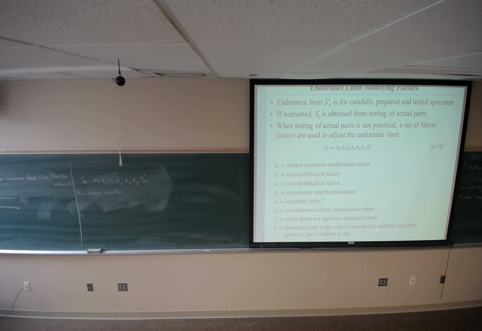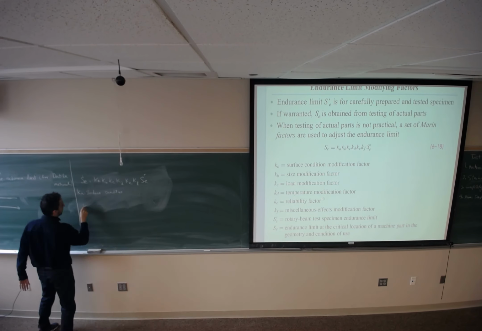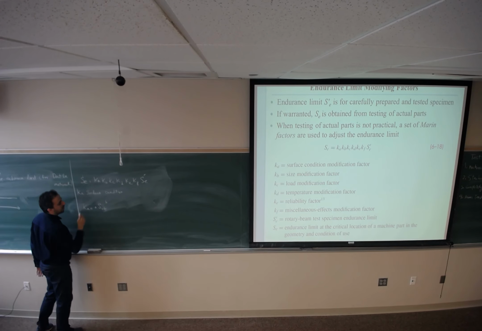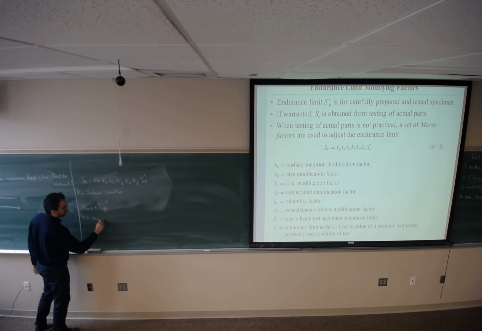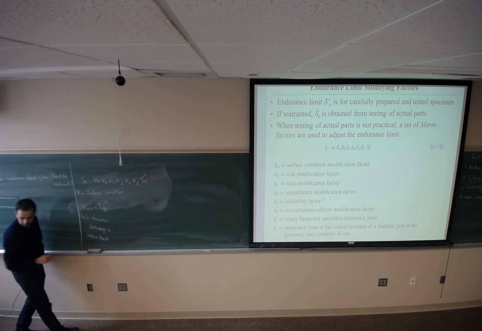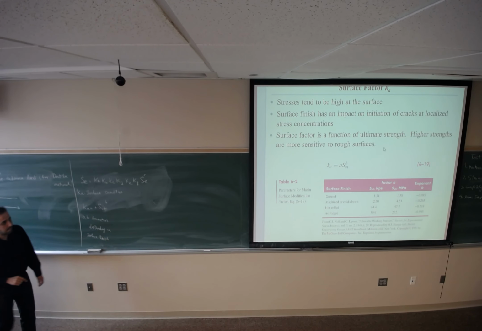So it's going to be the first one. There is an equation which comes from experimental data. Ka is going to be a times the ultimate strength to the power b. What would be a and b? A and b are parameters depending on surface finish. See table 6.2.